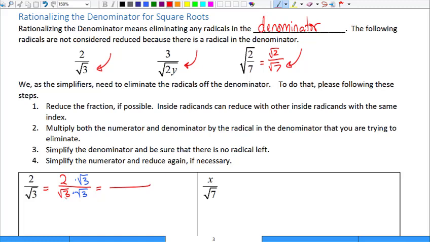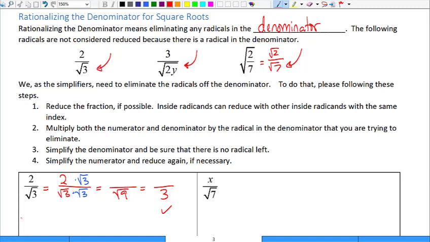Now, why was that helpful? Root 3 times root 3 in the bottom is square root of 9. And why is that helpful? Well, the square root of 9 is plain 3. So I multiply both the numerator and the denominator in step 2 by the denominator that we're trying to eliminate. Step 3 says reduce the denominator. Check, I've got that, and now I'm happy.